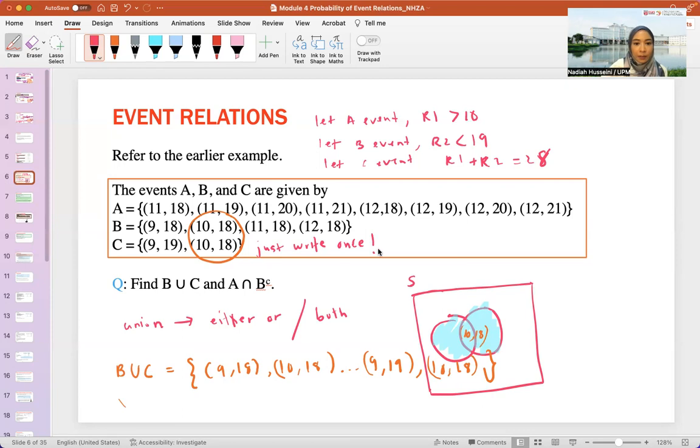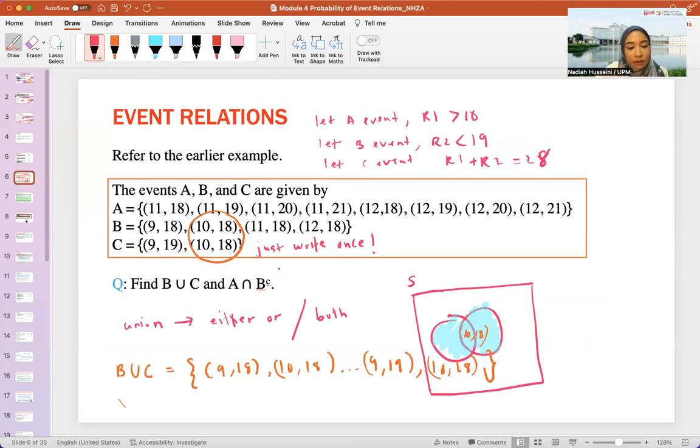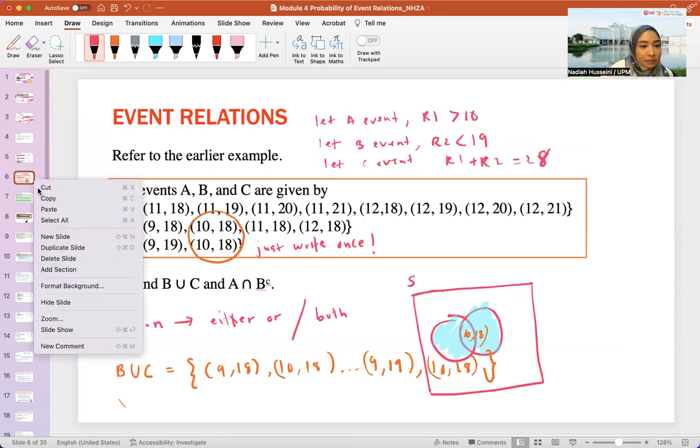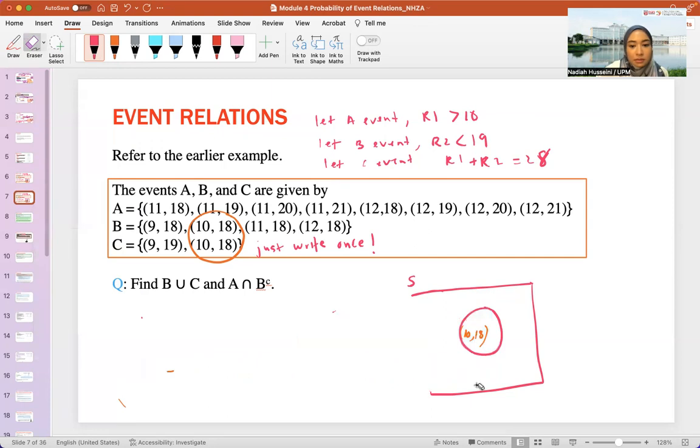Okay, next one. What is A intersect with B complement? Let me duplicate this slide. What is B complement of A intersect with B complement? So B complement is anything that is not B, right?